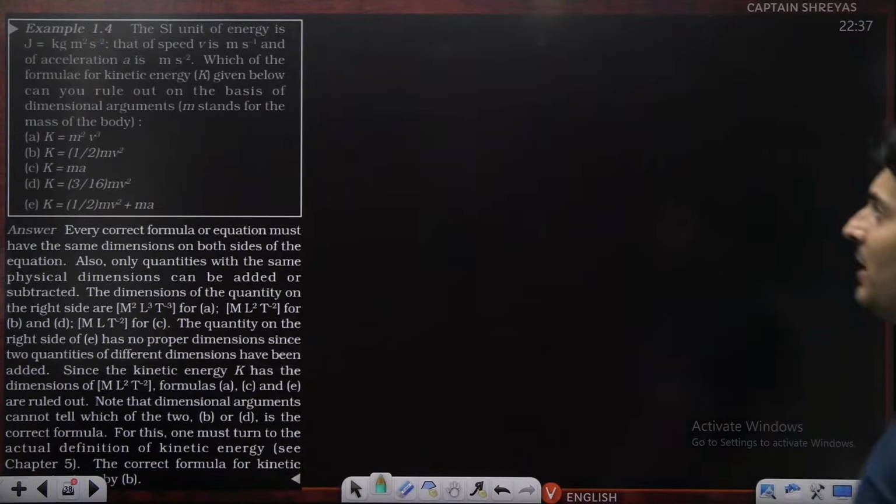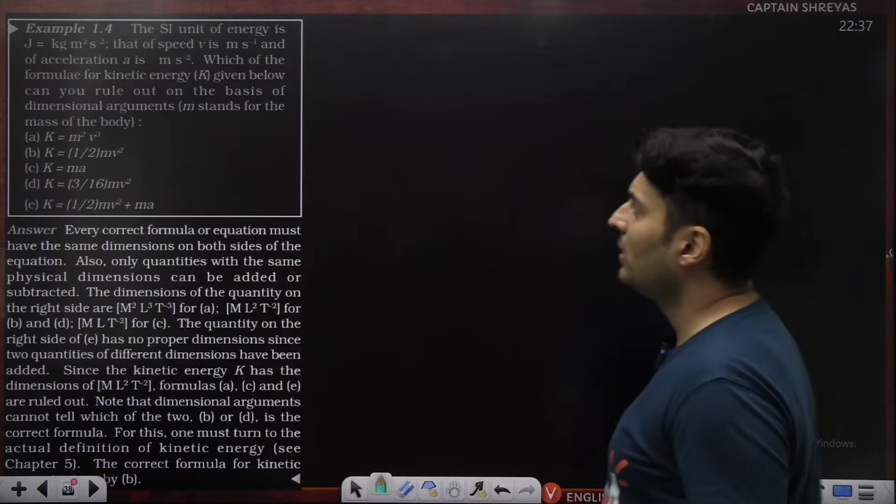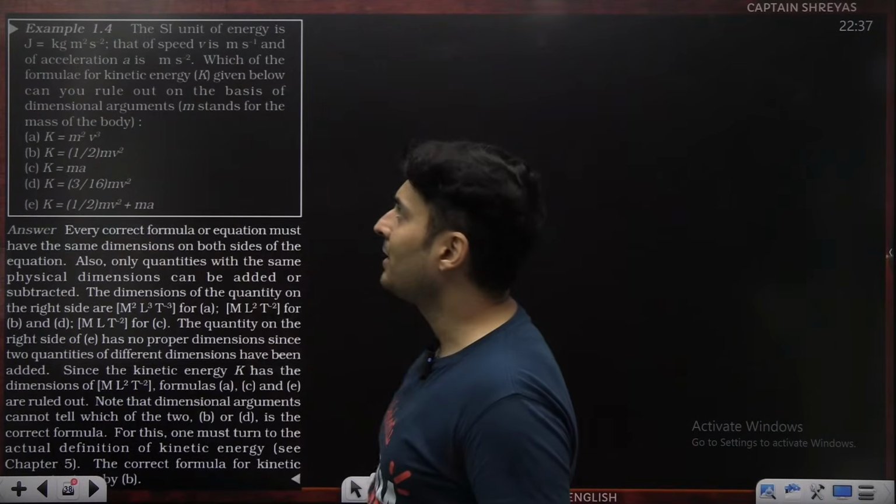Then in another example, which of the formulas of kinetic energy given below can you rule out on the basis of the dimensional arguments of kinetic energy?